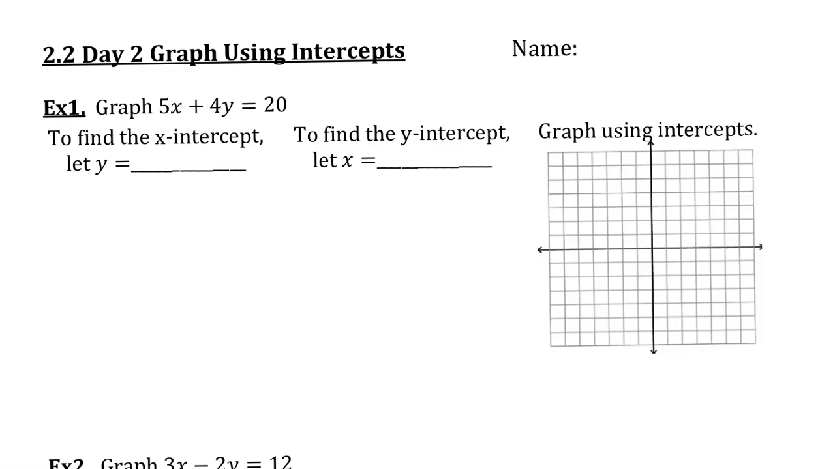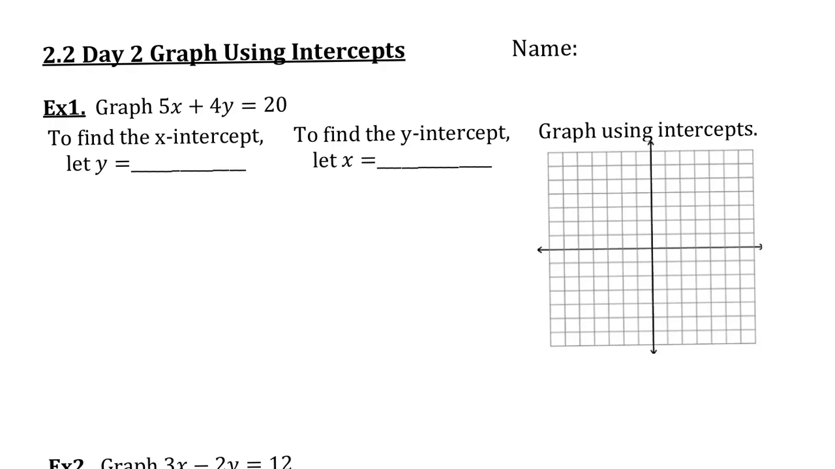2.2, day 2, we're going to graph using intercepts. We already have learned how to calculate the x and y intercept, and we can graph lines. So we're just putting the two things together. Okay, so 5x plus 4y equals 20 is in standard form.